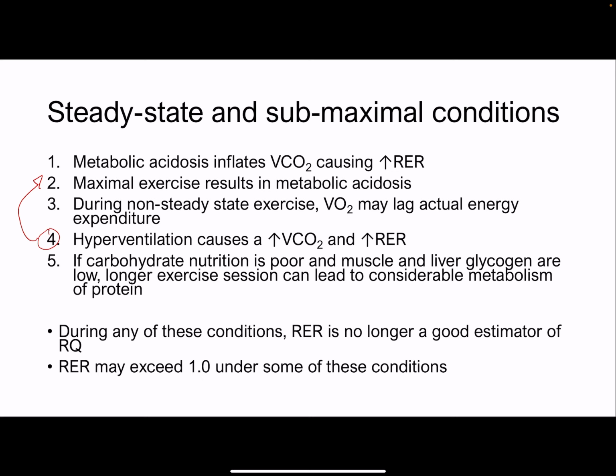And then finally, if you're low in carbs and doing some intense exercise, what will happen is instead of relying on carbs because you don't have very many, you're going to rely on protein. And protein isn't accounted for in RER. Now, as a result, if you meet any of these conditions, you're not really going to get a good estimate. And especially with number two, RER might exceed 1.0. That's because you're breathing out so much CO2 it overestimates RER.